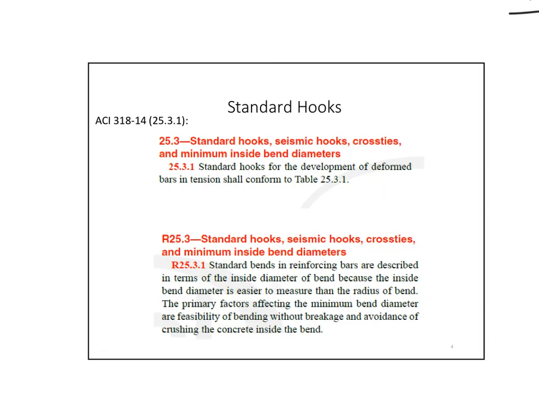Now, standard hooks are one of the forms of bent bars. Those standard hooks, either seismic hooks or just cross ties, have to have a minimum depth of embedment inside. They're used for the development of deformed bars in tension, and they shall conform to table 25.3.1. They're described in terms of the inside diameter of the bend because the inside diameter is easier to measure than the radius of the bend.